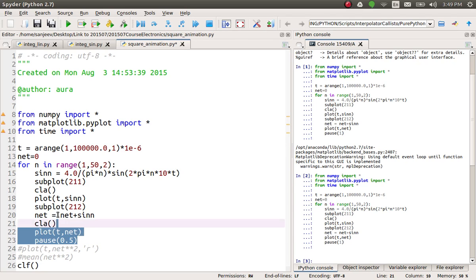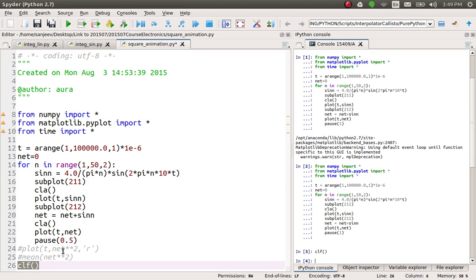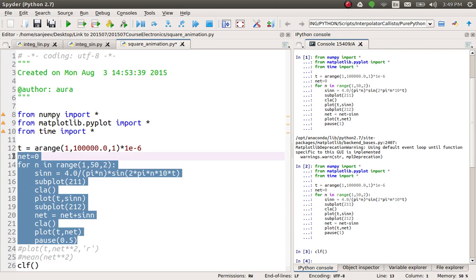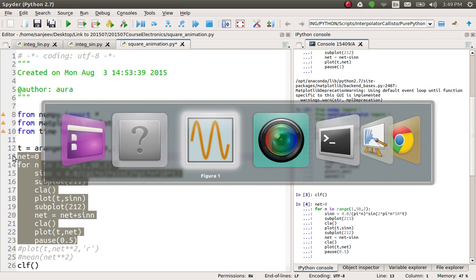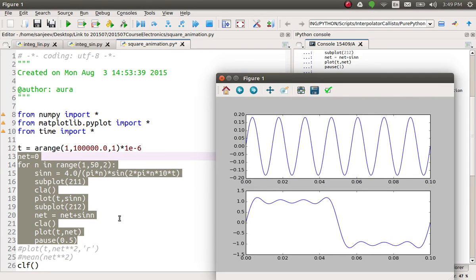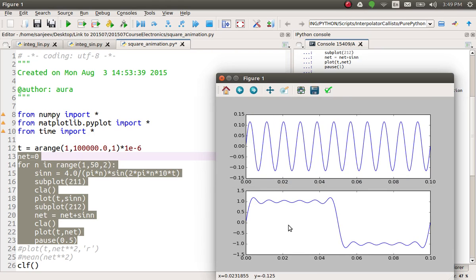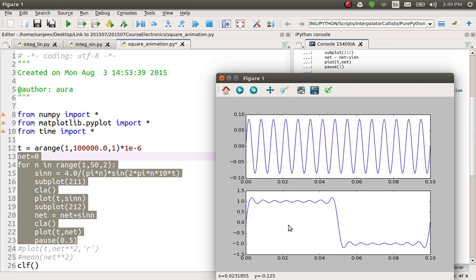let's just go a little faster this time. So let's just clear the figure and then just run this. So if you look at it, we can see that the waveform is definitely becoming more and more squarish.